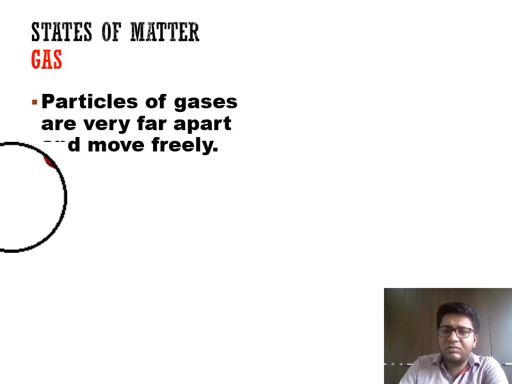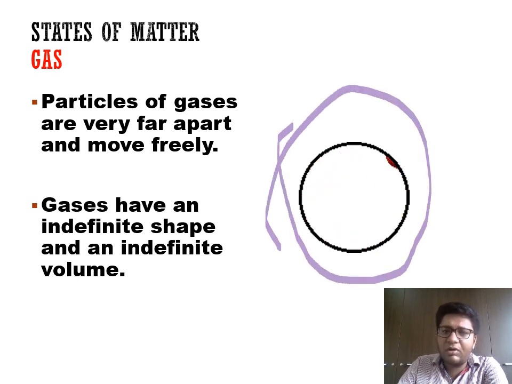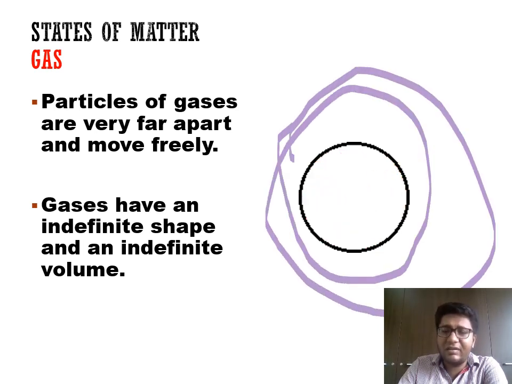Moving forward to the next state, that is the gas or gaseous state. Here, as you can see in this video, there is more intermolecular space and the number of particles is very small, so they can move freely inside the matter. This is why particles of gases are very far apart and move freely, and gases have an indefinite shape and indefinite volume. This is why we can pressurize more and more gas inside a cylinder. The volume can be compressed.